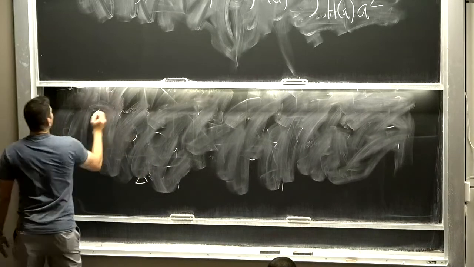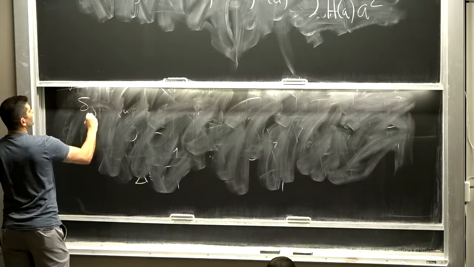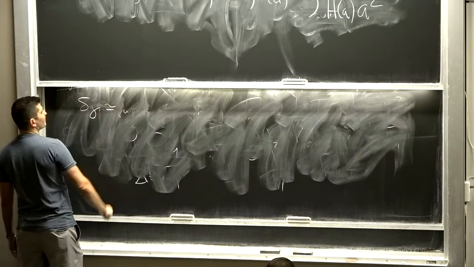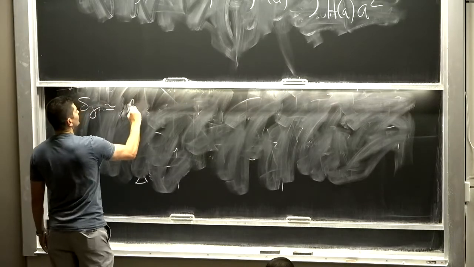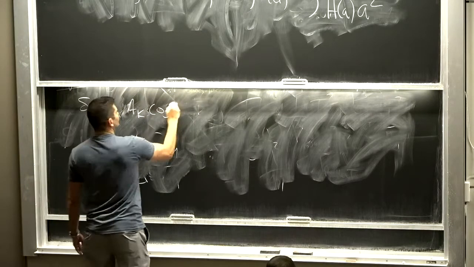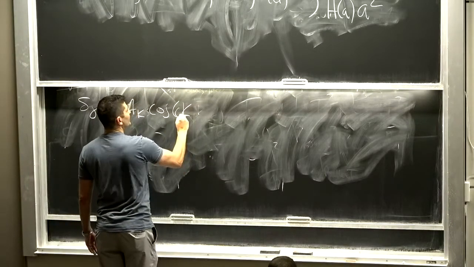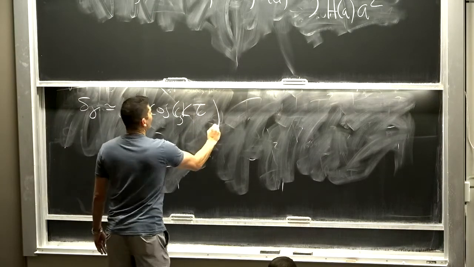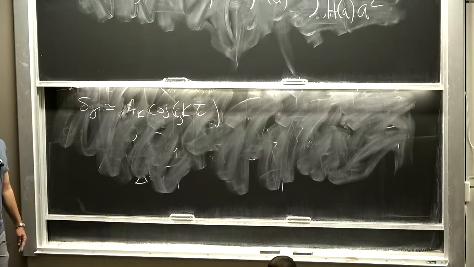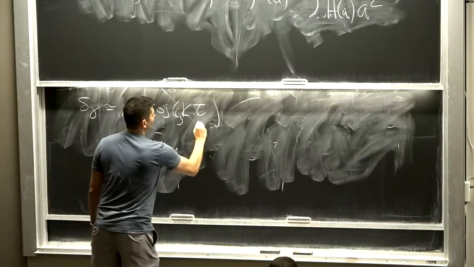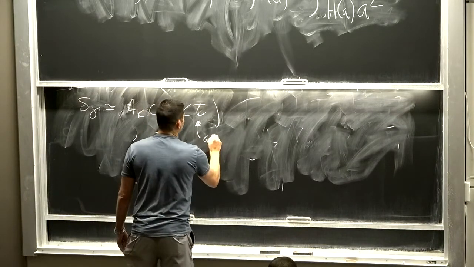So in an expanding universe, our density fluctuations of neutrinos, or of photons, were just given by this. It's k, c_s times k, and then a factor of conformal time. So this is to account for the expansion of the universe.